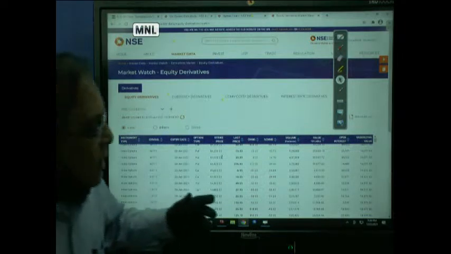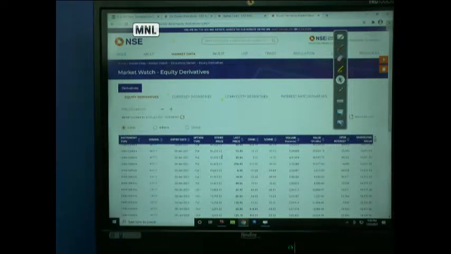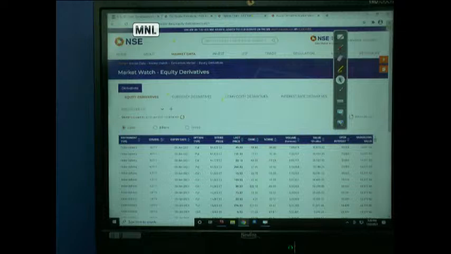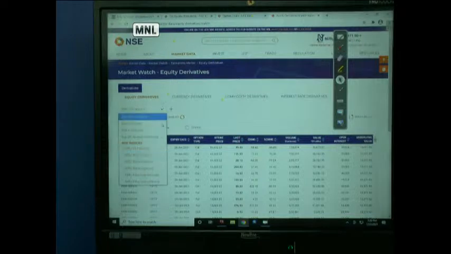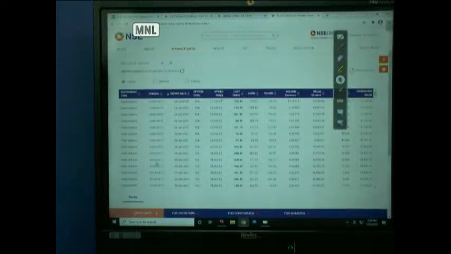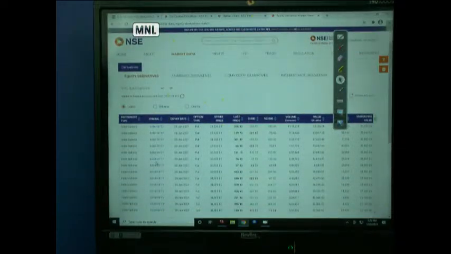Now the same thing you can look at as far as Bank Nifty is concerned, and make a decision even before you go to the chart. So this is Nifty bank options, and even before we go to the chart, let's look at which one has got more open interest.